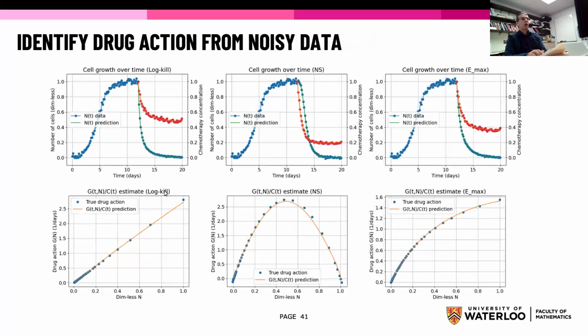These are also results for identified drug actions from noisy data. So we add some noise, and it again highlights the robustness of the model in handling data variability. And despite the added noise, the approach was still able to maintain accuracy in predicting drug actions.